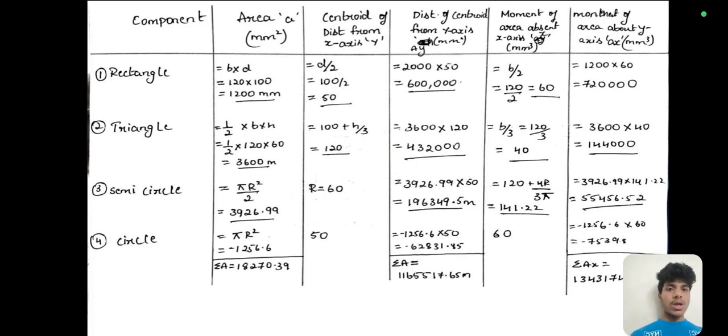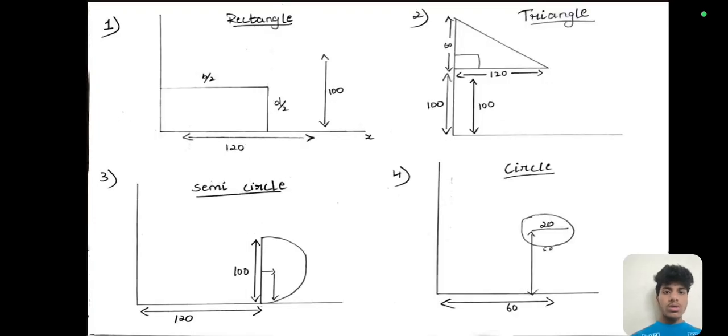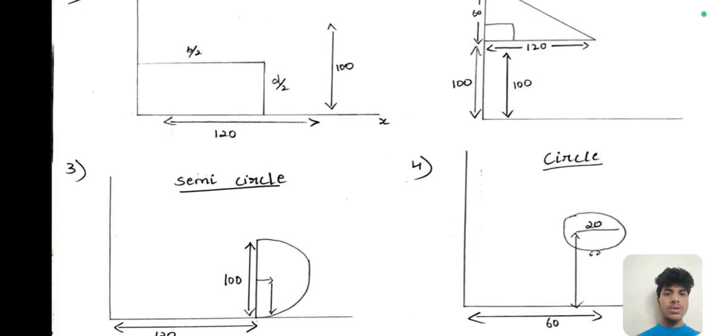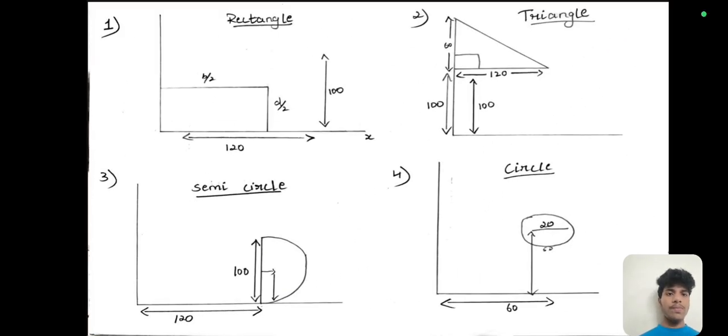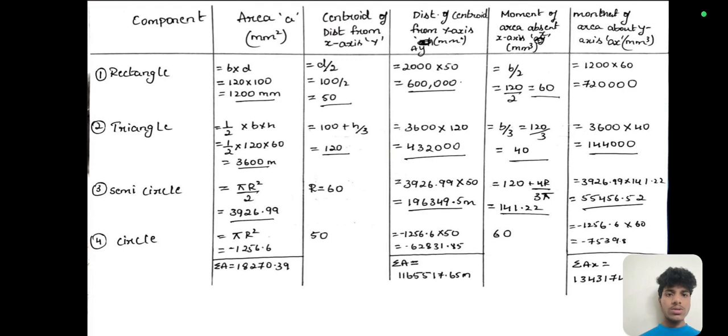So this was a triangle. And next we will take a third component, which is the semicircle. This is the third one, the semicircle, and here you can see the base is 120 and the height is 100. So next we will take the semicircle, and the area of a semicircle is pi r square by 2, as you all know.